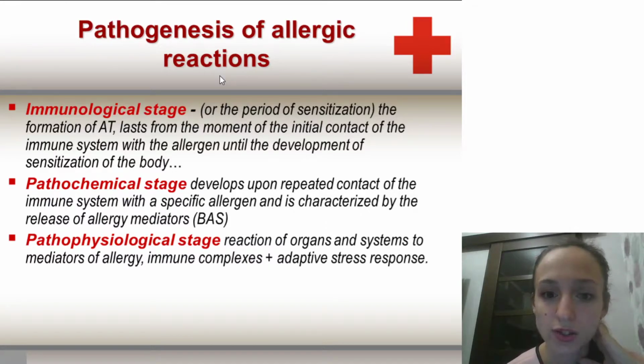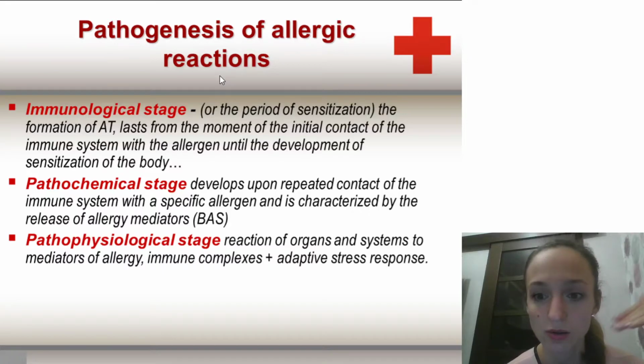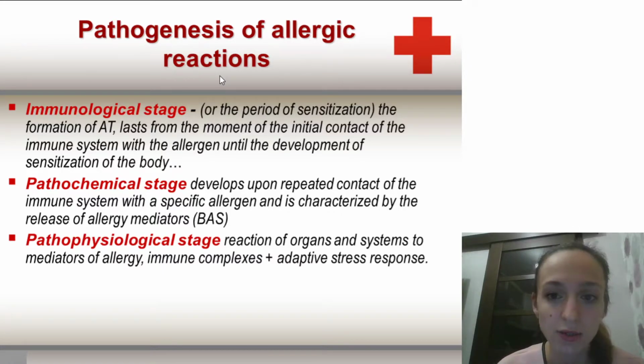Pathogenesis of allergic reaction. The immunological stage, or you can call it the period of sensitization, lasts from the moment of the initial contact of the immune system with the allergen until the development of sensitization of the body. The next is the pathochemical stage. This stage develops upon repeated contact of the immune system with a specific allergen, and is characterized by the release of allergy mediators.